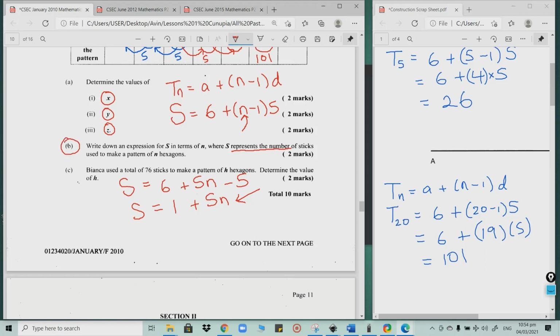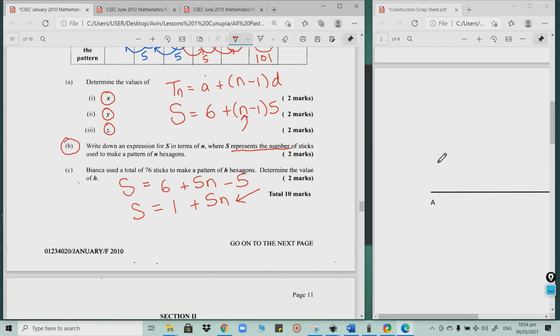So let me scroll along here to make space to work the next question. Bianca used a total of 76 sticks. So this time, we know how many sticks it has. So let me write my formula one time. Tn is equal to a. But actually, we don't have to use this formula again, because remember, we simplified the formula. S, the amount of sticks, is equal to 1 plus 5n. Remember, when we simplified this formula, we got this formula. So both formulas are the same formula. So let's just work with the simplified version.